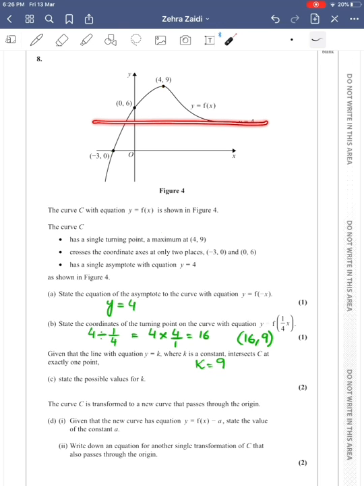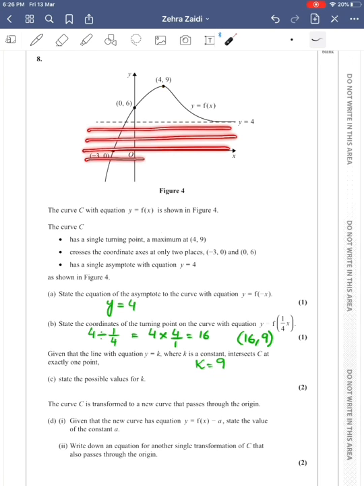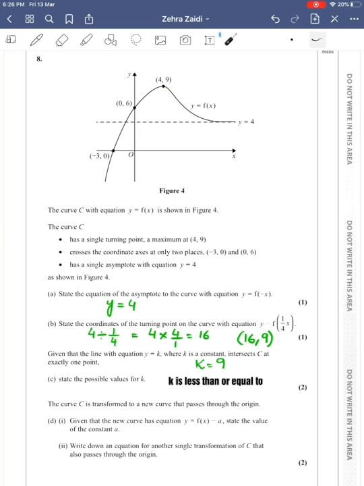alright, here it will cross the curve only one time, and further down from this point as well, all of these lines will cross the curve only at one point. So any line which has the value of k less than 4 will cross the curve at a single point only. Alright, moving on to the next part.